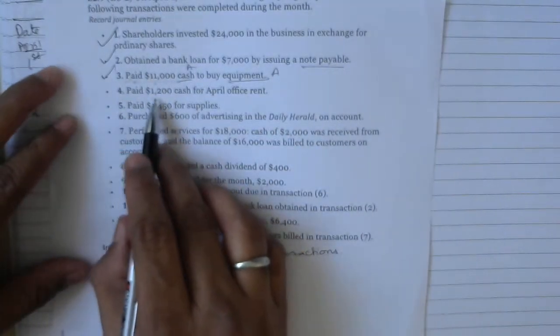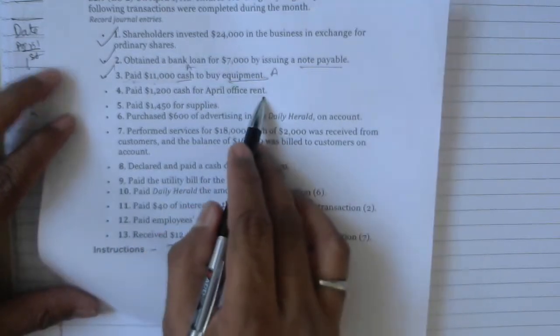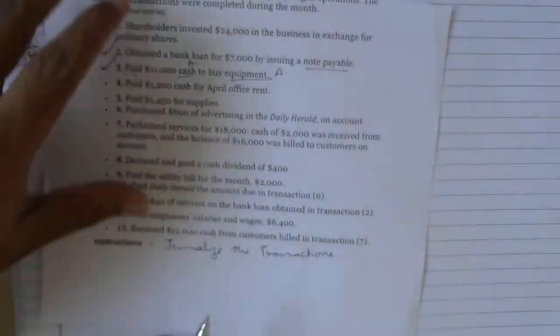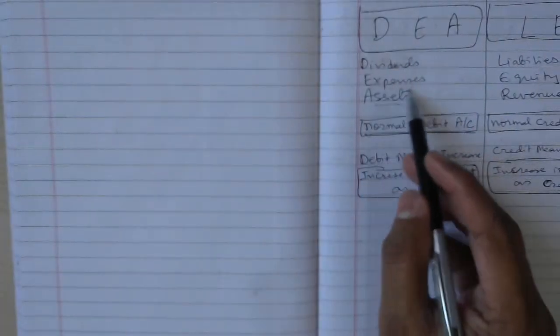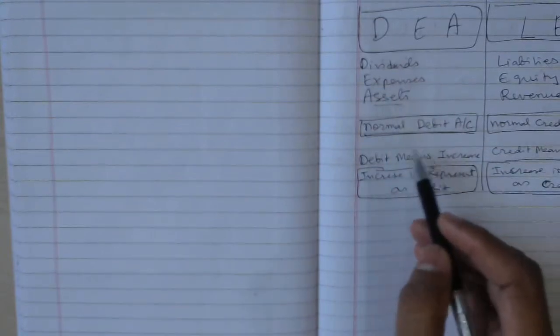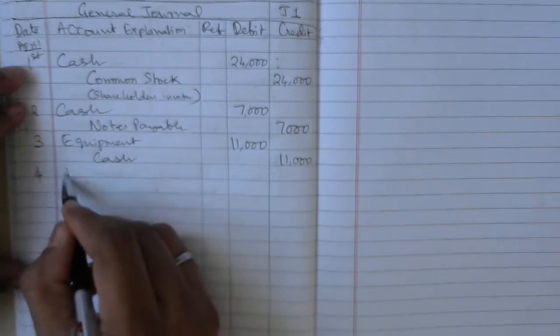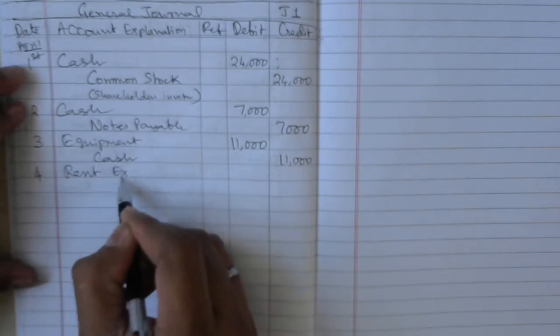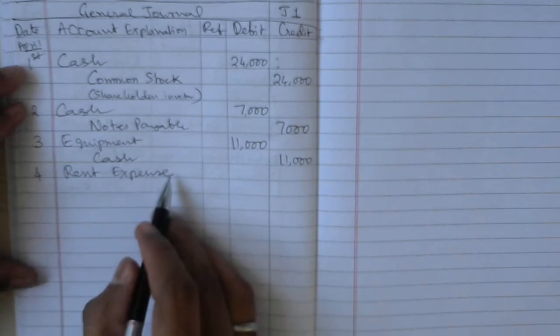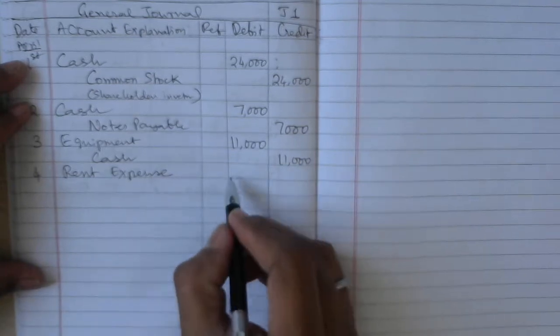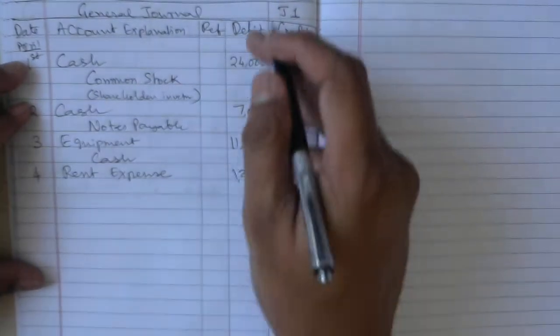Let's do the fourth one. Paid 1,200 cash for rent. So what is rent? Rent is an expense. If you go back here, you see expenses are here. So rent expense increasing means debit. Here I have to make an account called rent expense. Rent expense is the name of the account on which I am recording all the rents paid. So this is 1,200, under debit.